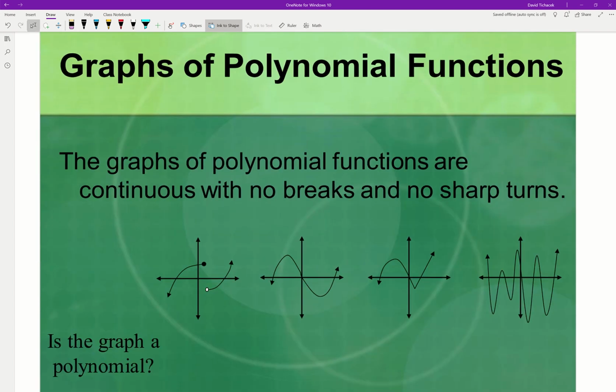And so what we want to do here is, of course, talk about the graphs of polynomials, and later on we're going to work up in the video to actually learning how to sketch the graph of a polynomial. And so let's learn some things about the graphs of polynomials first.